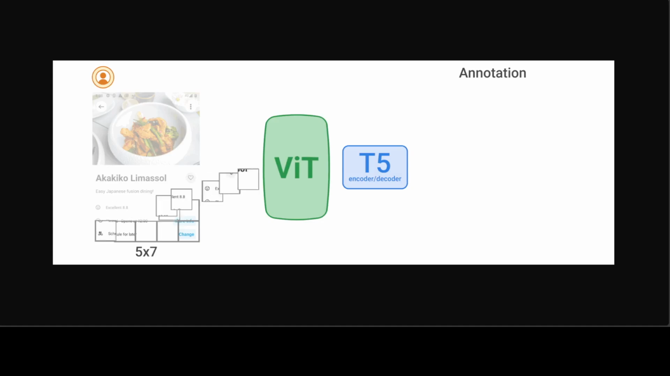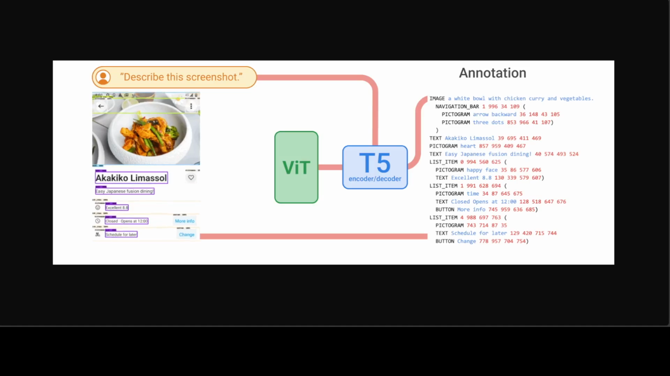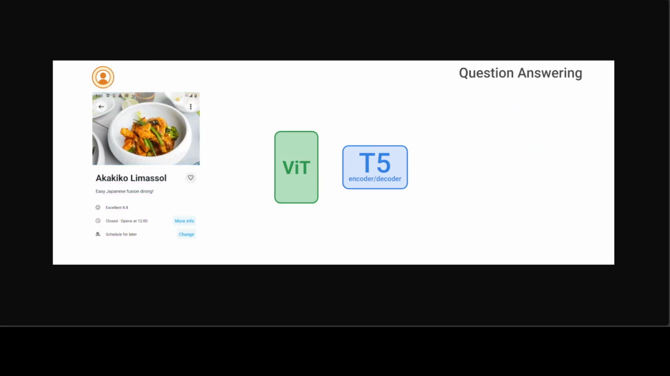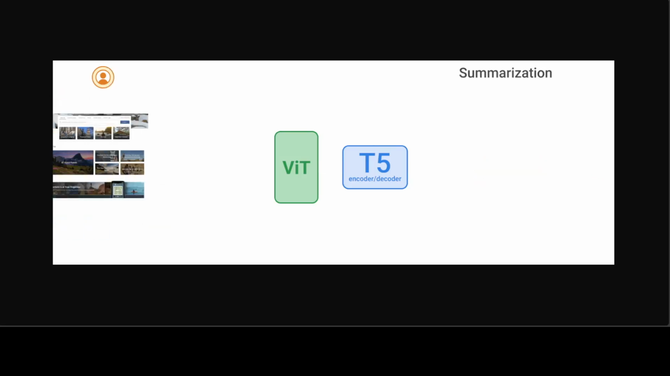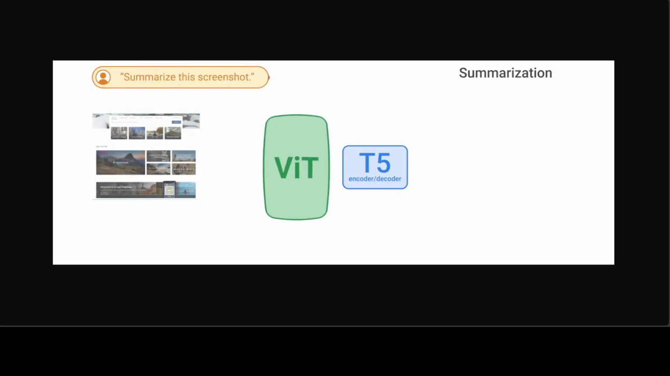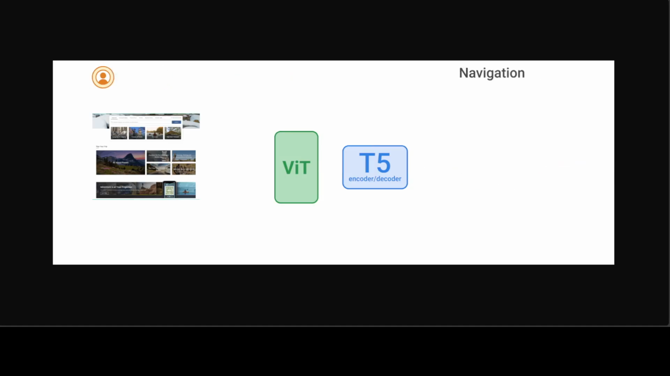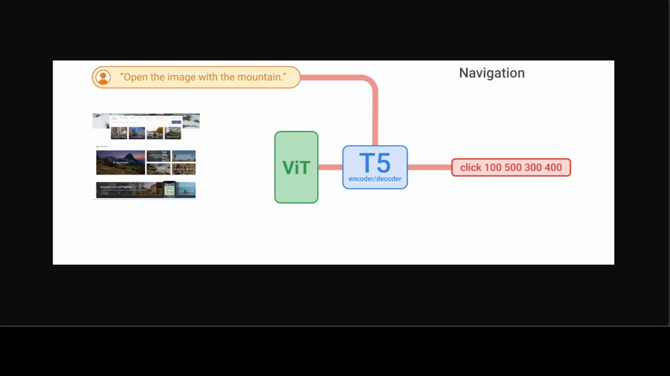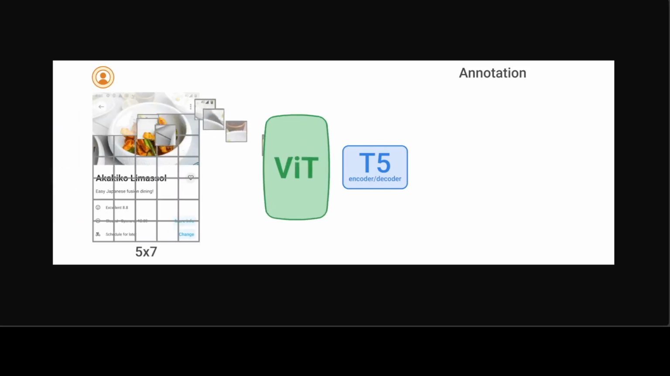ScreenAI's architecture is based on this PaLI, which is composed of a multimodal encoder block and an autoregressive decoder. The PaLI encoder uses a vision transformer or ViT that creates image embeddings and a multimodal encoder that takes the concatenation of the image and text embeddings as input. This flexible architecture allows ScreenAI to solve vision tasks that can be recast as text and image to text problems.